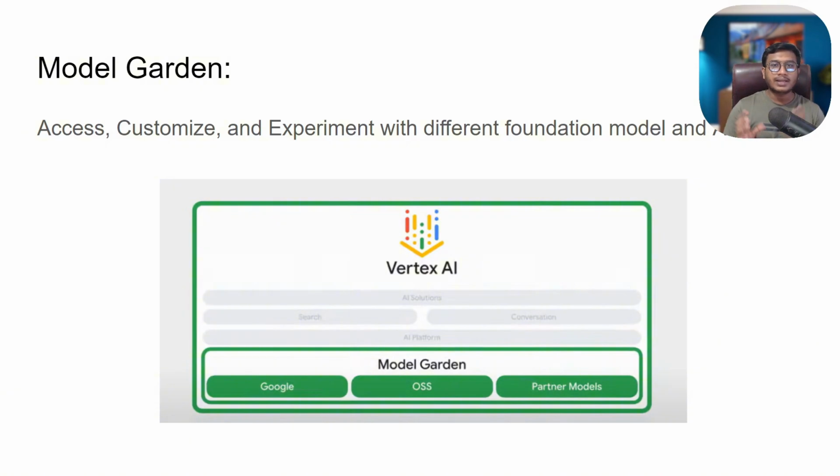Then they introduced something called Model Garden. So what is Model Garden? Here you can access, customize, and experiment with different foundation models and their APIs. What Google did was introduce one platform called Vertex AI. Vertex AI has been a platform in Google Cloud for a long time, but we used it only to perform MLOps operations. But when generative AI came, they updated Vertex AI and introduced something called Model Garden. That means inside Vertex AI, you have one Model Garden.